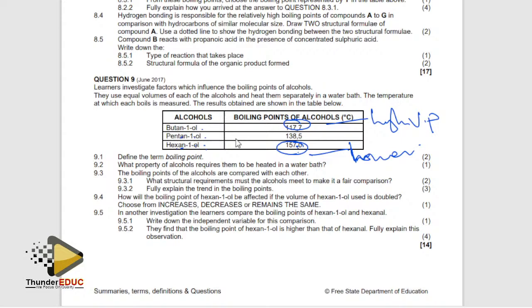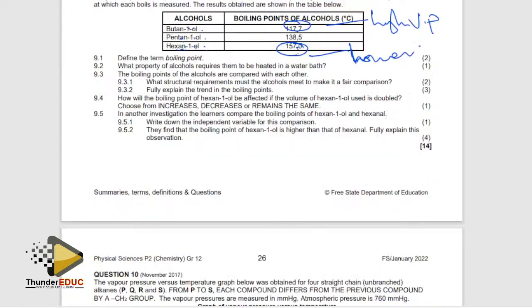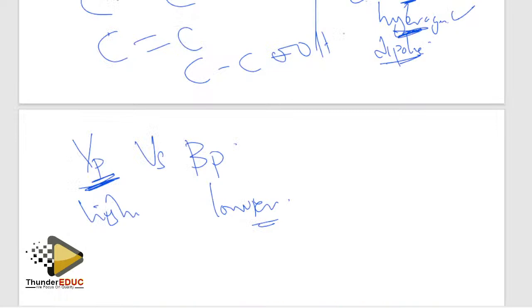You understand? This one still has the same type of bonds, but this one has a higher number of carbon atoms. So the London forces are much greater than what is in butan-1-ol. And then it's going to require lower temperature or lower heat to break those bonds. Hence, the boiling point is going to be lower and the vapor pressure is going to be a little bit higher. So I think I'm done with that, unless you have any question.